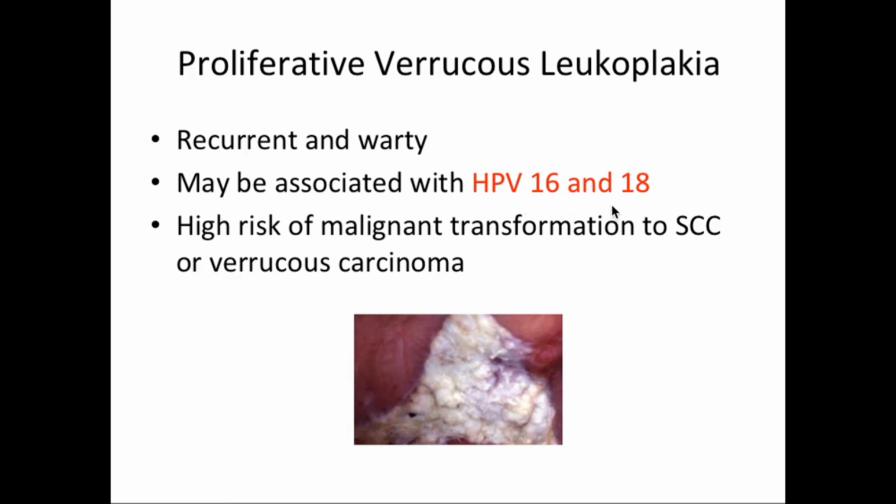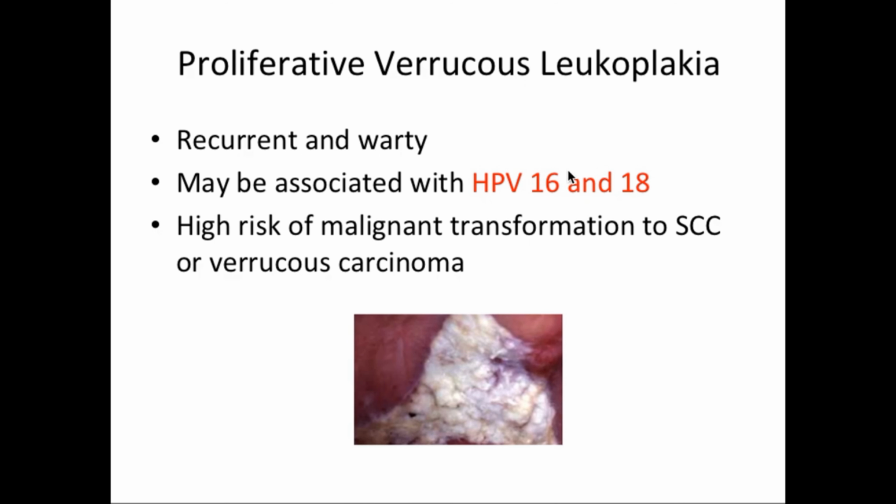So this is another good time to review. We already talked about HPV 6 and 11 with condyloma acuminatum. We talked about HPV 13 and 32 with focal epithelial hyperplasia, or FEH. And now we're talking about 16 and 18, and that's with reference to PVL.